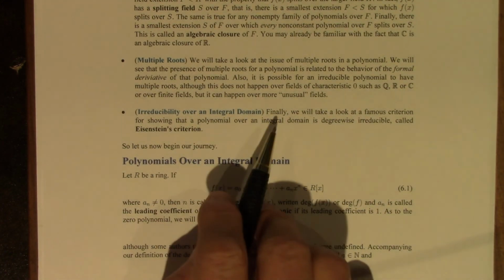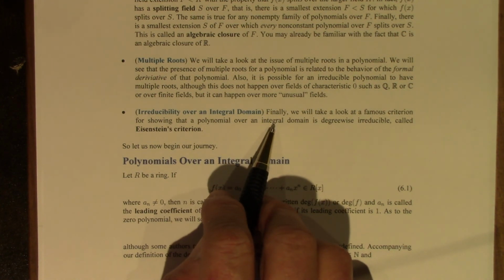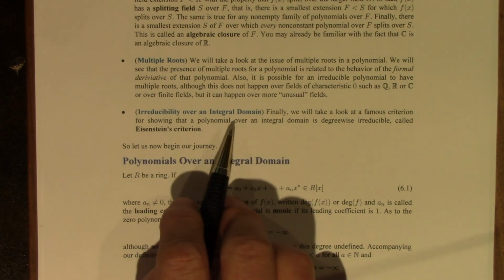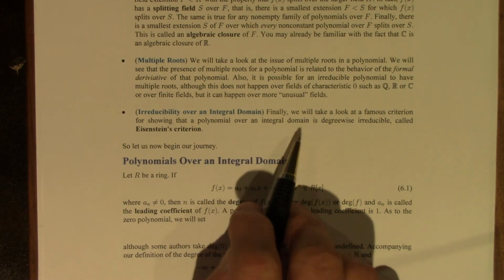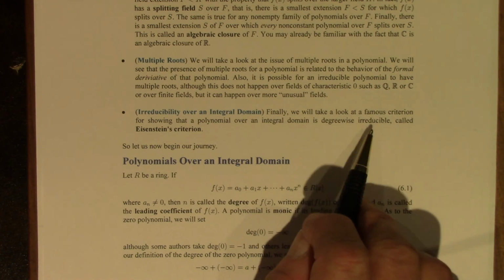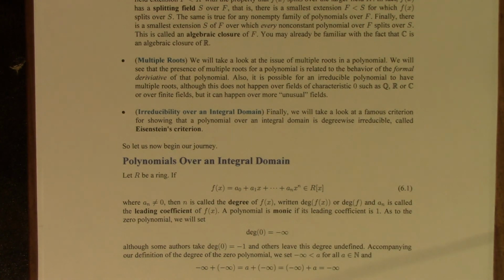Finally, we're going to take a look at a very famous criterion for showing that a polynomial over an integral domain is what we will call degree-wise irreducible. In other words, it cannot be factored into two polynomials of smaller degree. This is called Eisenstein's criterion. So there you have the game plan for this chapter, and we are ready to begin our journey.